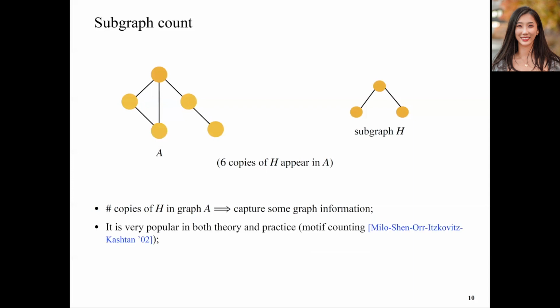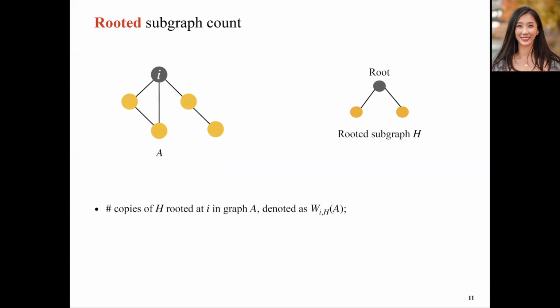The subgraph count itself is very popular in both theory and practice, which is related to motif counting. However, as I mentioned in the beginning of the algorithm part, what we want is to capture the vertex information, to construct a vertex feature instead of the global information. Then the question becomes how to use subgraph count to capture the information of vertex I so that I can distinguish it from all other vertices. It leads to the rooted subgraph count.